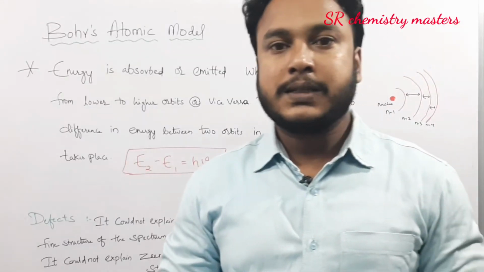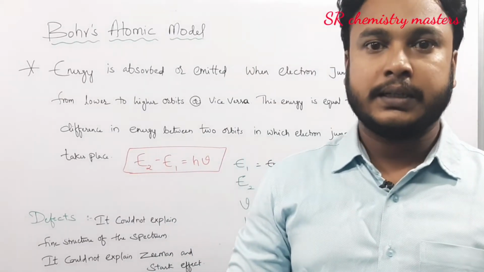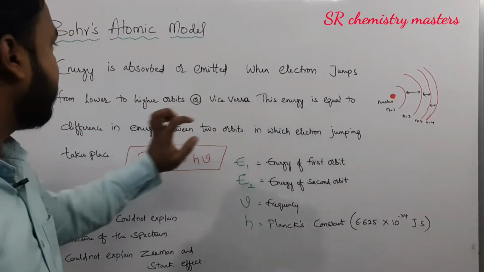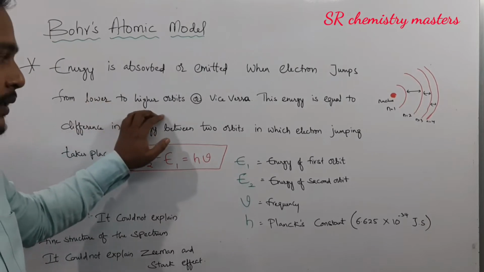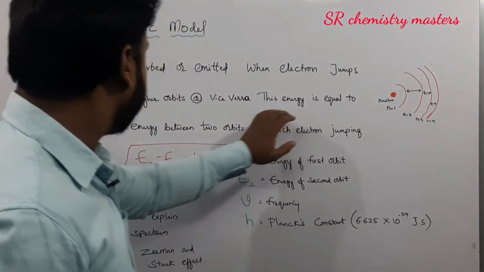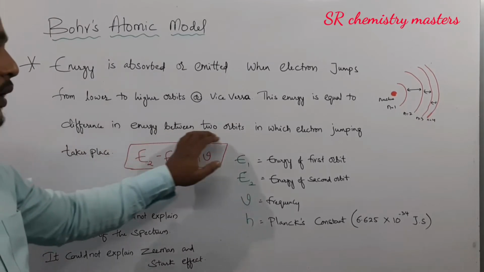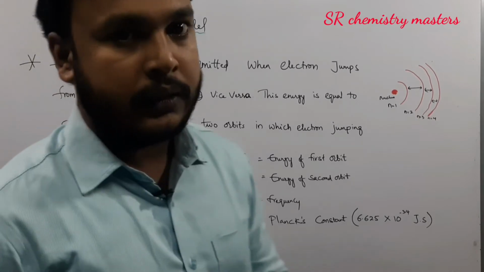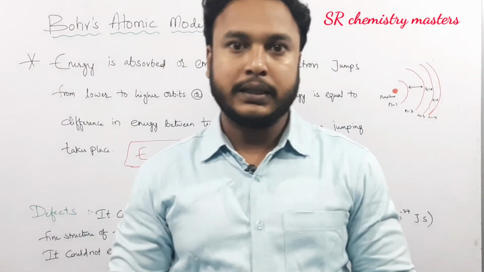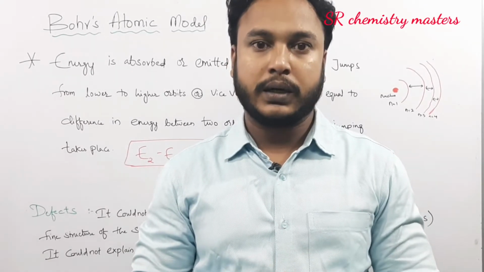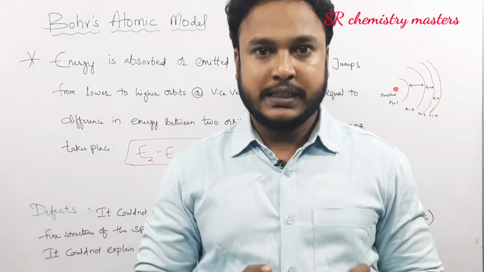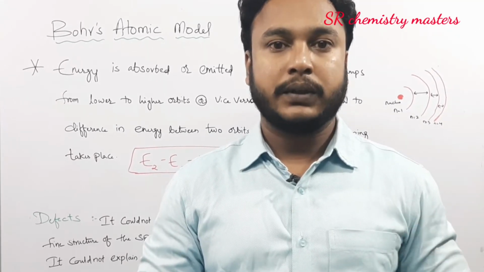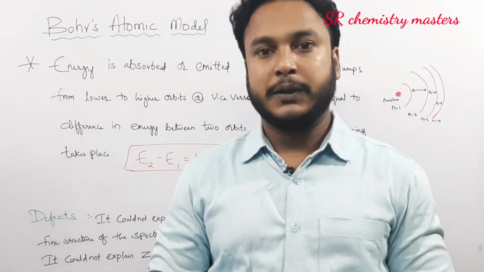The last postulate under Bohr's atomic model is that energy is absorbed or emitted when an electron jumps from lower to higher orbits or vice versa. The energy is equal to the difference in energy between the two orbits between which the electron jump takes place. Whenever an electron jumps from a lower energy level to a higher energy level, or lower orbit to higher orbit, the energy is absorbed. When an electron jumps from a higher energy level to a lower energy level, the energy is emitted.